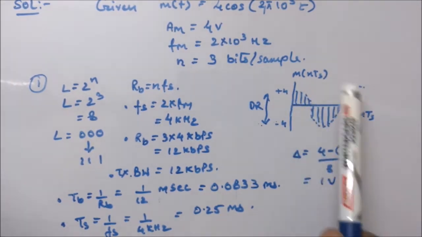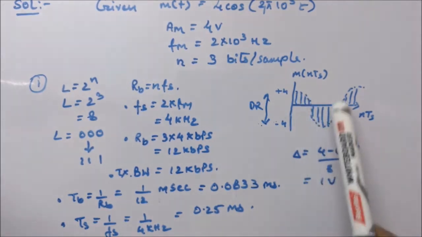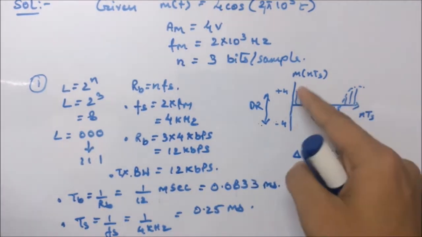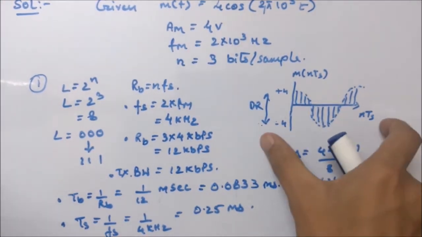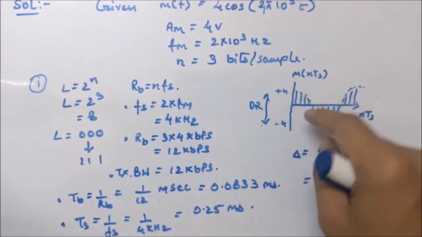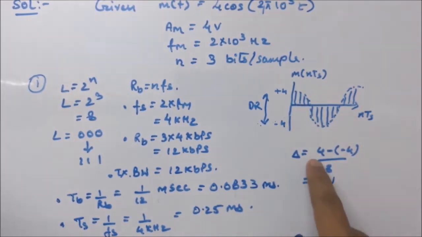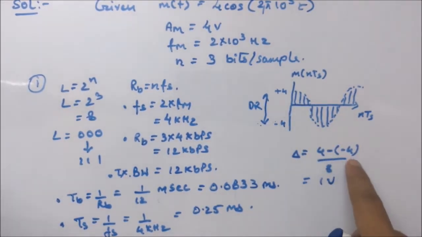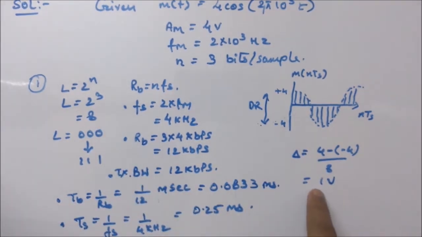Now this is the sampled signal, m(nTs). Only impulses you can see, and the shape follows the cosine signal. So this was the sampled signal. Now you will be quantizing it. From here you can see the dynamic range is from -4 to +4. That is why the value of delta is equal to (+4 minus (-4)) divided by 8, where 8 is your value of L. So you will get 1 volt.